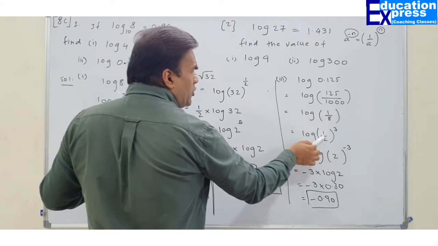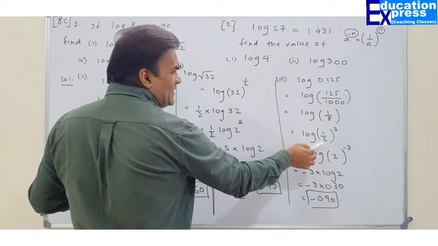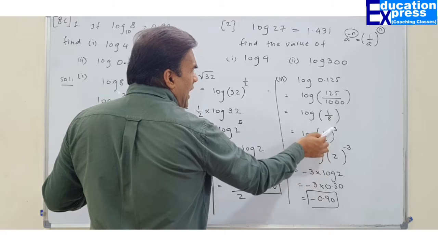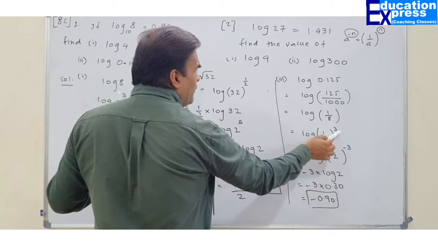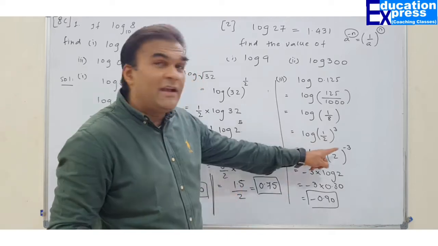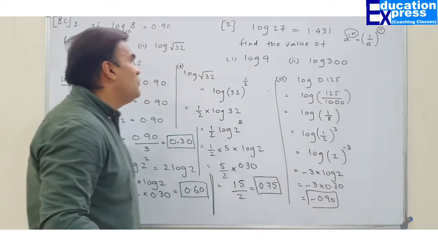We got 1 upon 2. To get 2, we use the property of laws of indices. If I reciprocate the number half, to get 2, I need to change the sign of this power. Earlier it was 3, now I have taken as minus 3. With this, we can simply get the solution.